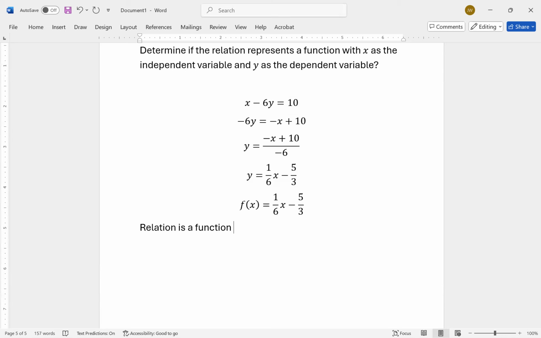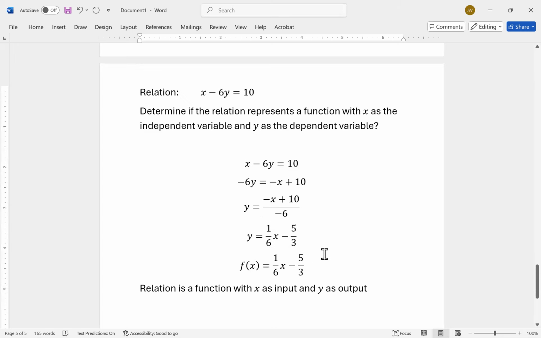Again, it is a function with x as the input variable and y as the output variable. And that's what we're looking for. So algebraically, if I can get y equal to a single expression in terms of x, then I know I have a function, and f of x and y are really performing the same roles.